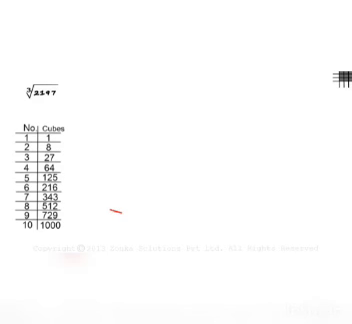First, we need to know the cubes of numbers from 1 to 10 by heart. Here's the table of cubes of numbers from 1 to 10. In the first column, we have the numbers, and in the second column, we have the cubes of those numbers. 1 cubed is 1, 2 cubed is 8, 3 cubed is 27, and so on.